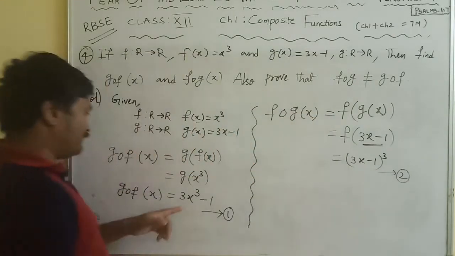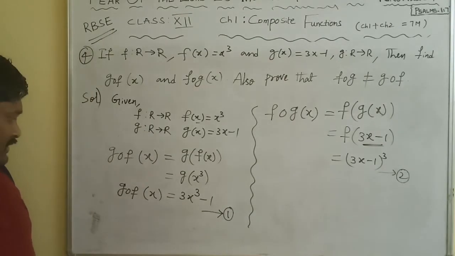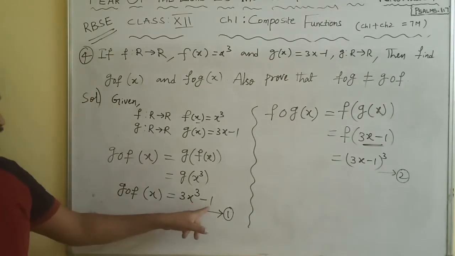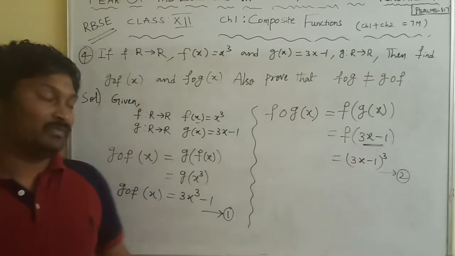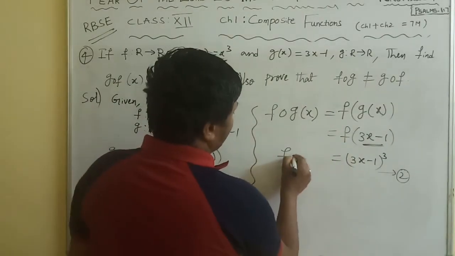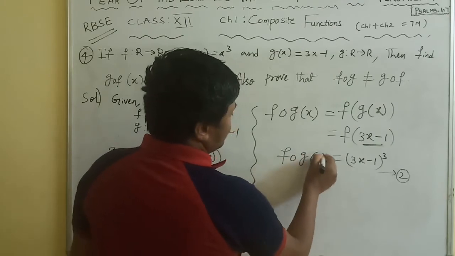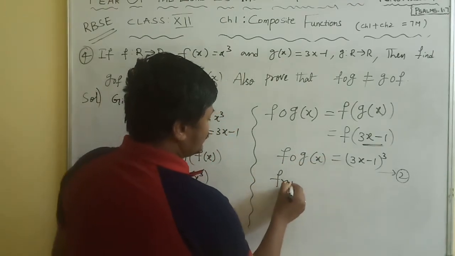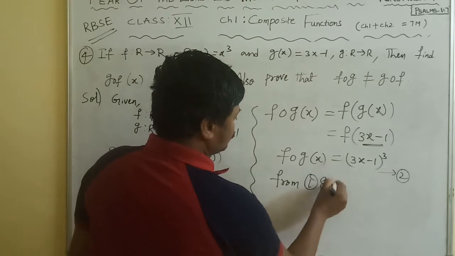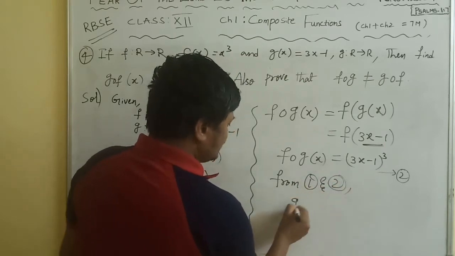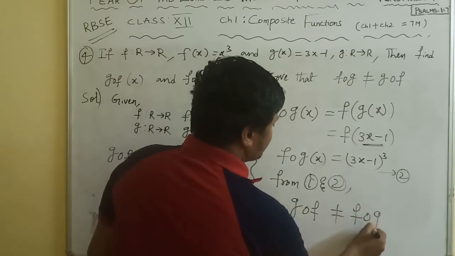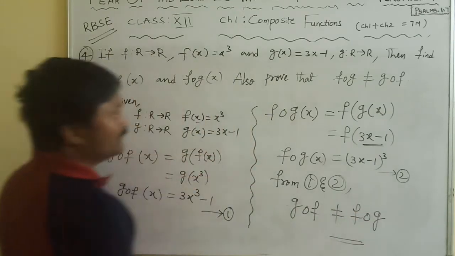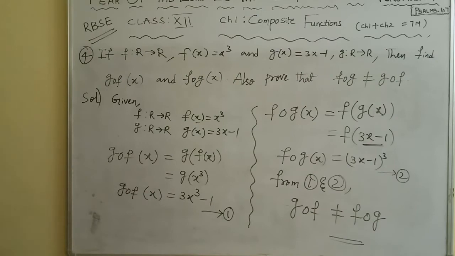I think from 1 and 2 clearly you all understood that 3x cube minus 1 is not equal to the 3x minus 1 whole cube. So we can write from 1 and 2, g circle f is not equal to f circle g. This is about our proof. I hope you all understood.